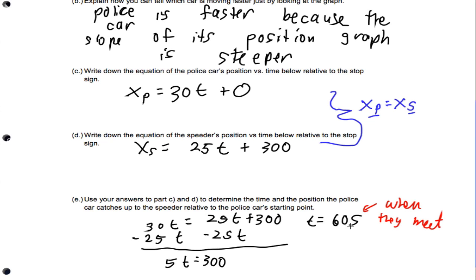So where do they meet? The way to get that is I will now get the police car equation, and I will plug 60 into it. So I will take x police equals 30 times t, which is 30 times 60. So they meet at a position of 1,800 meters from the starting point of the police car.